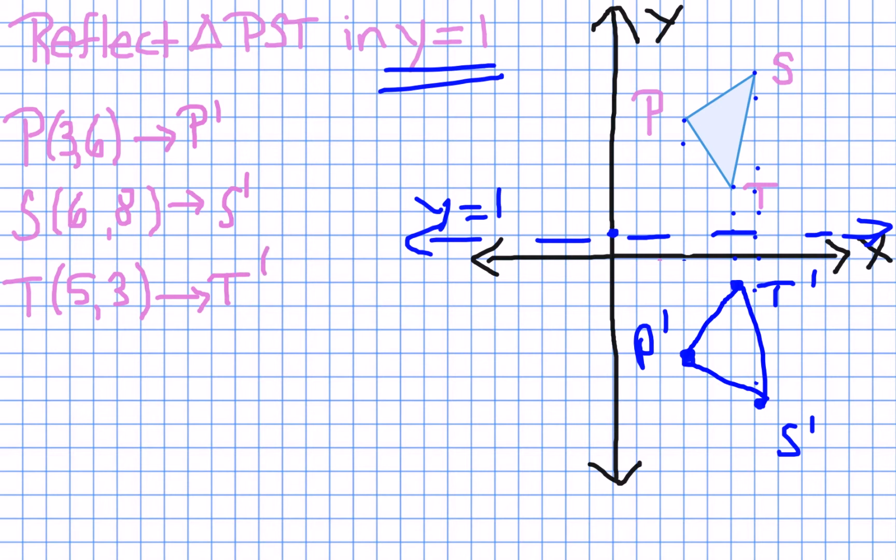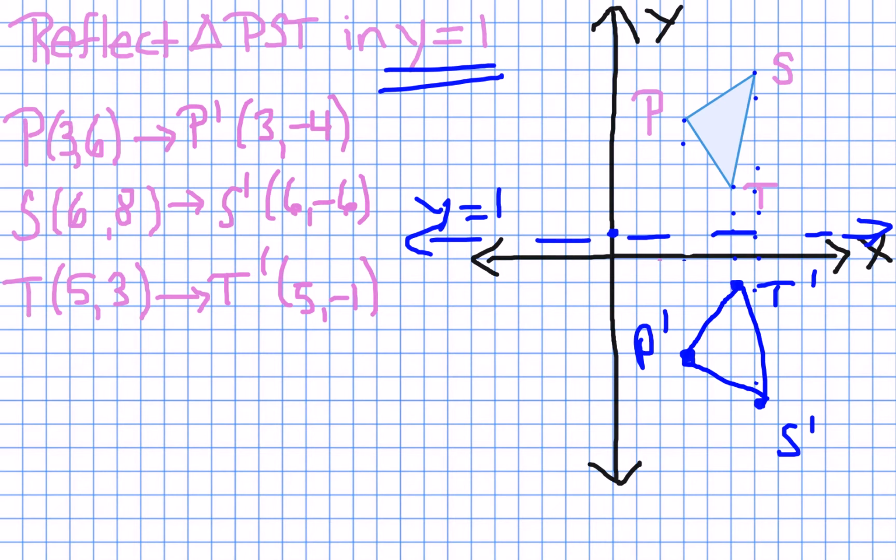P prime happens to be (3, -4). S prime is (6, -6). And T prime is (5, -1). There we have both the coordinates and the image of triangle PST after a reflection in the line y = 1.